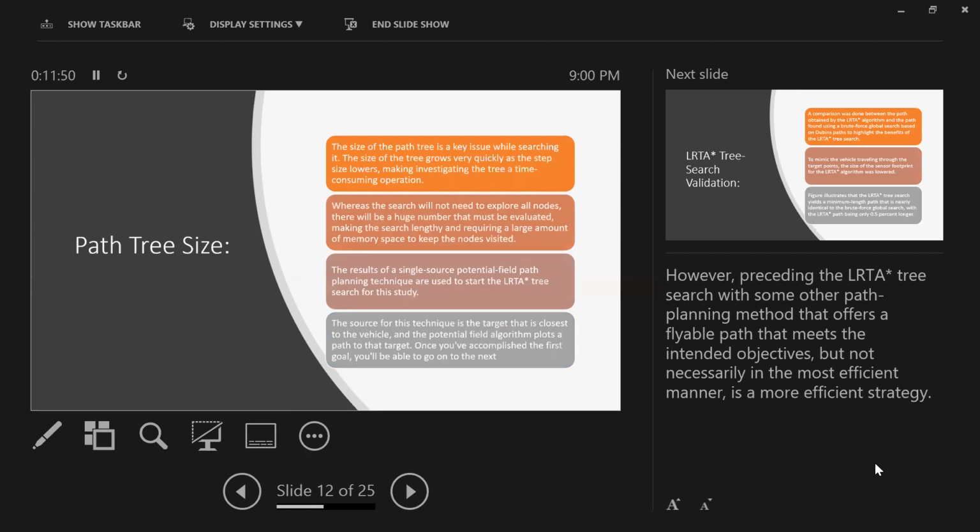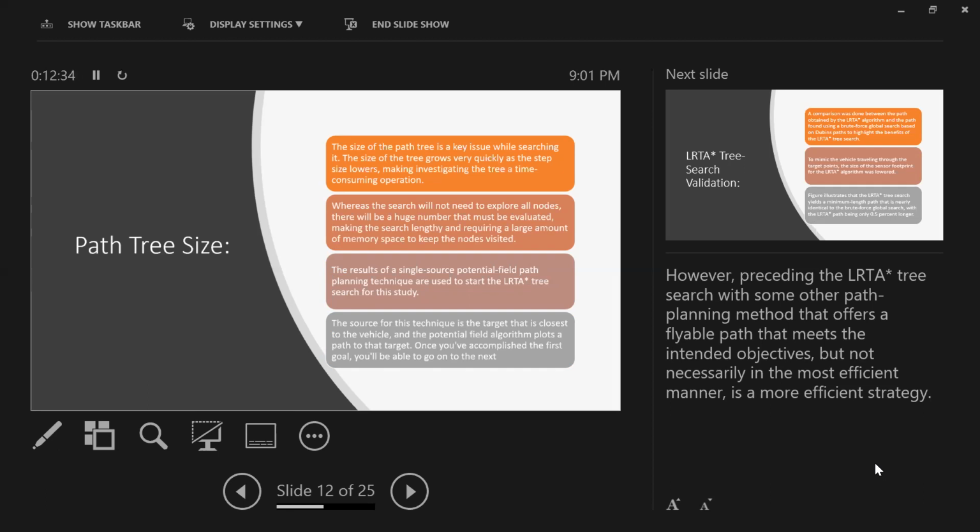In this slide, I am going to explain about path tree size. We should calculate the path tree size between the nodes. The size of the path tree is a key issue while searching it. The size of the tree grows very quickly as the step size lowers, making investigating the tree a time-consuming operation. Whereas a search will not need to explore all nodes, there will be a huge number that must be evaluated, making the search lengthy and requiring a large amount of memory space to keep the nodes visited.